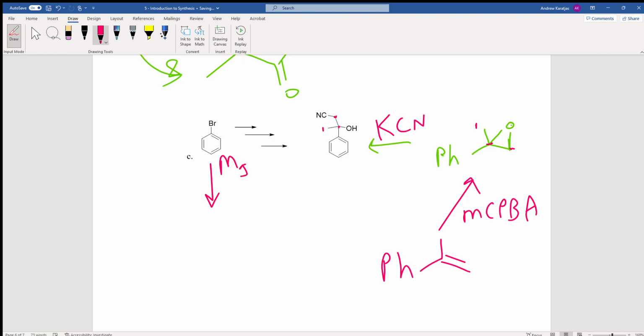So magnesium followed by acetone, and then acid to eliminate that alcohol to give us the alkene.